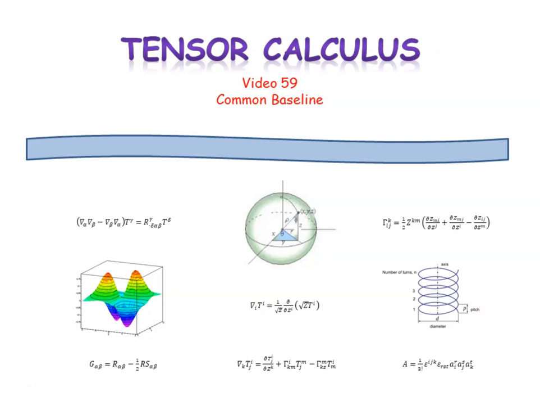In video 59 of Tensor Calculus, we'll take a look back at prior results to see that most of them are universally applicable to all manifolds. This will establish a solid baseline as we move on to explore topics that are unique to cases where the manifolds are non-Euclidean.